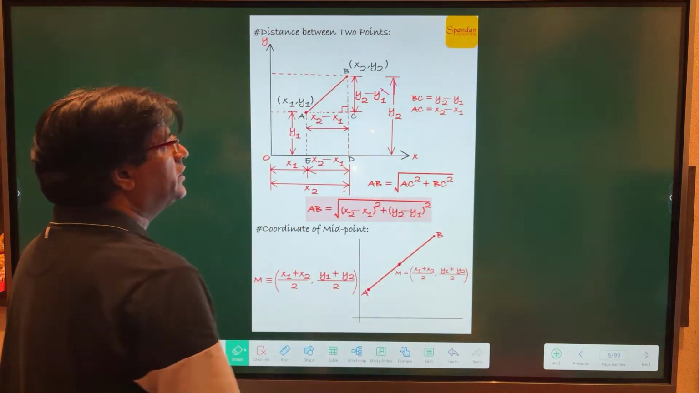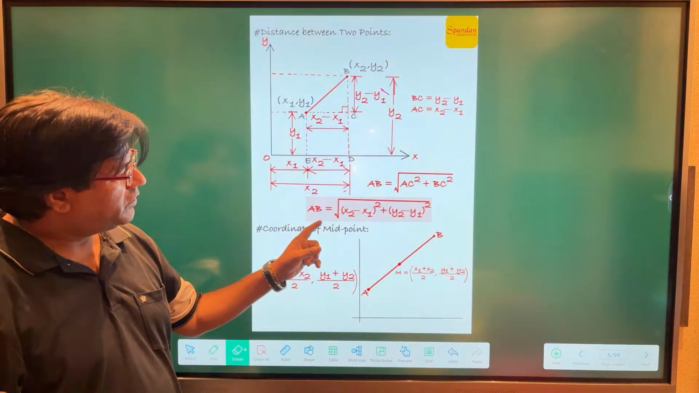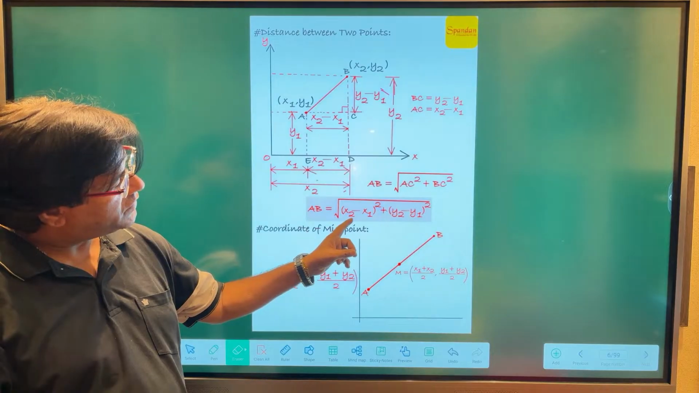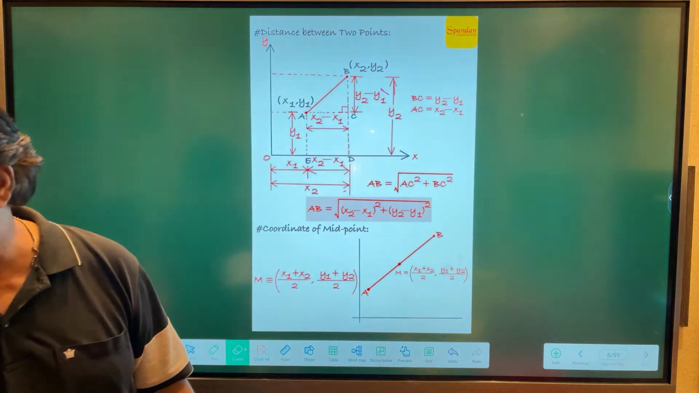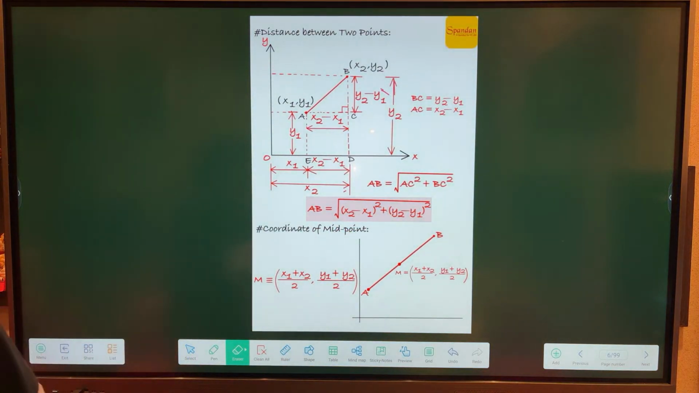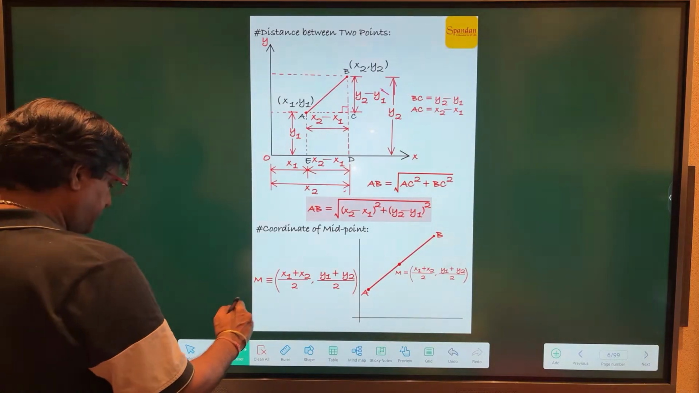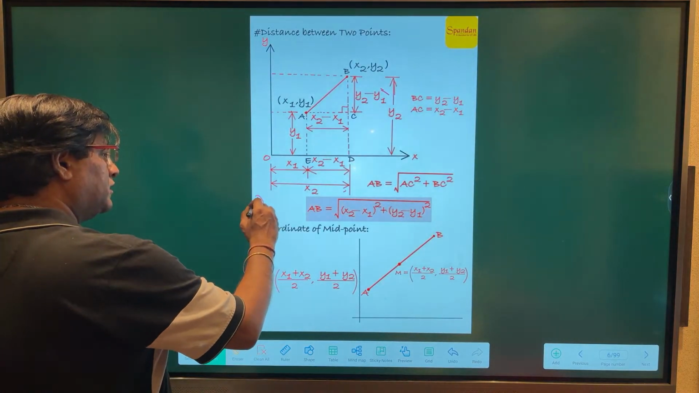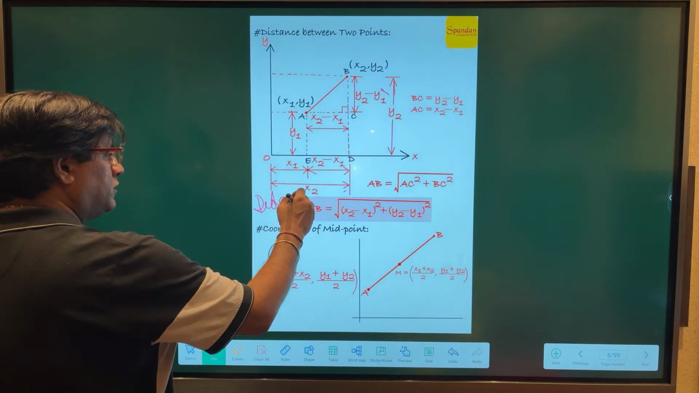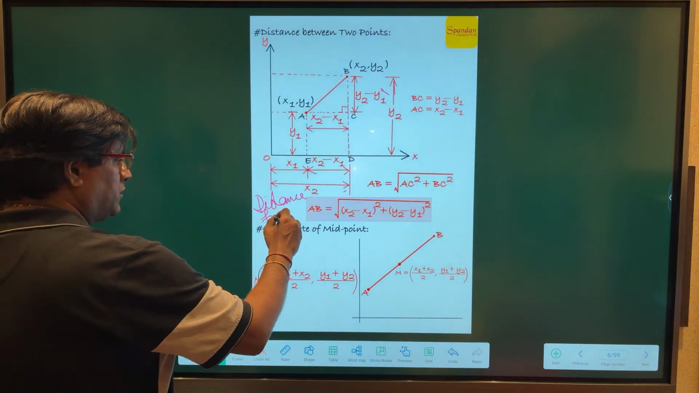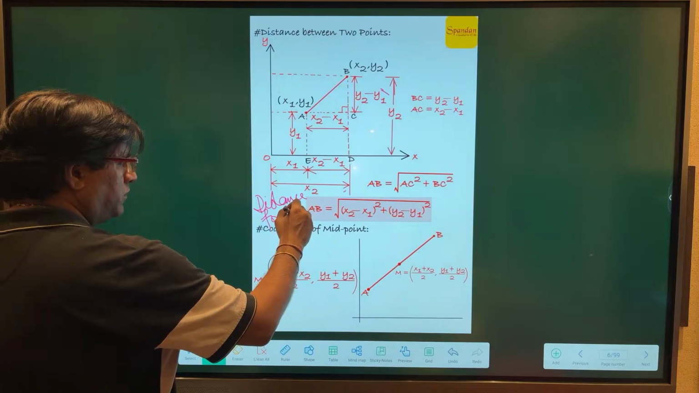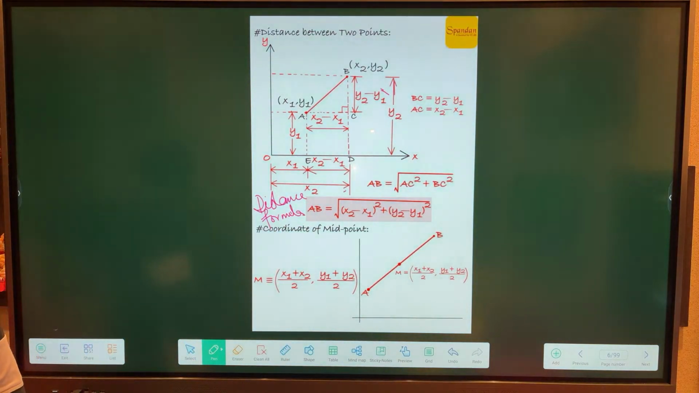Now we can use AC as x2 minus x1 and BC as y2 minus y1. So for AB, the formula will be the square root of (x2 minus x1) square plus (y2 minus y1) square. So this is the distance formula, right? Thus we are getting the distance formula. This is called the distance formula. Next, midpoint.